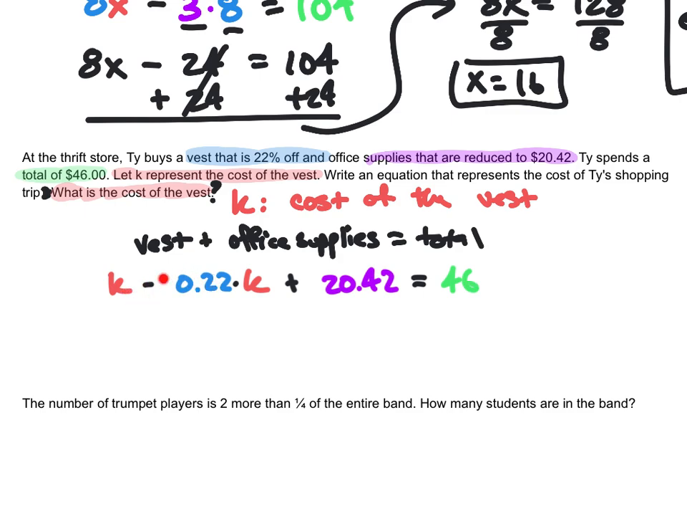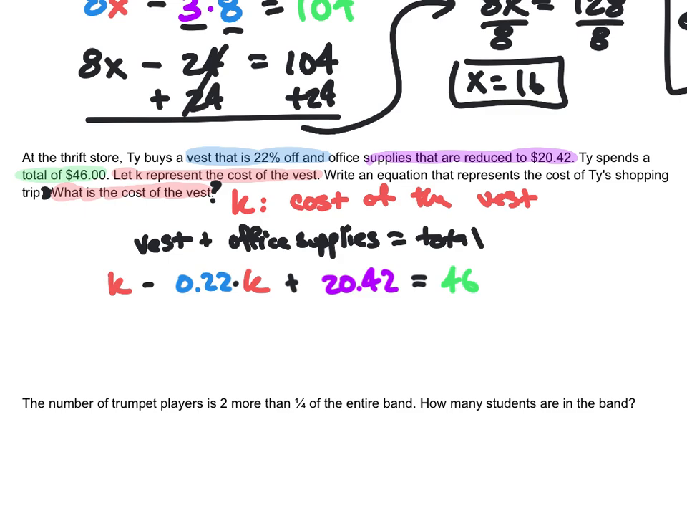This is the part that's tricky, okay? Because in order for me to take off 22%, I have to take 22% of the original cost of the vest and subtract it from that cost of the vest. So now what we have is a multi-step equation here. And what I want to do is combine our like terms here.